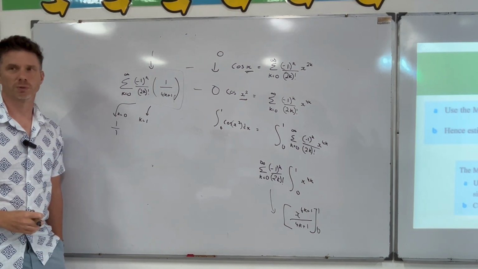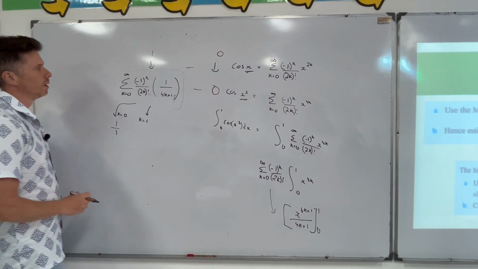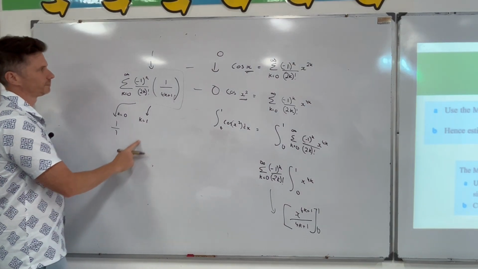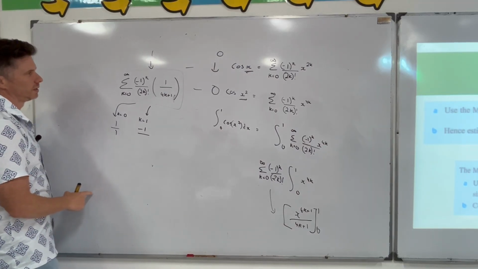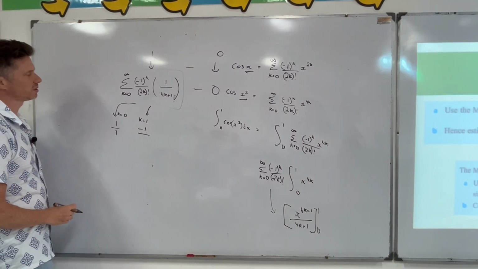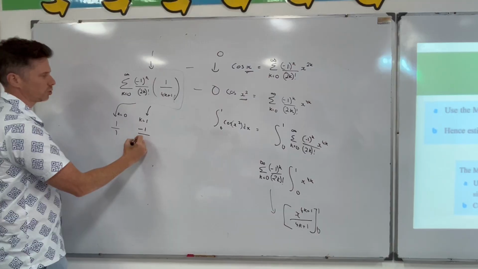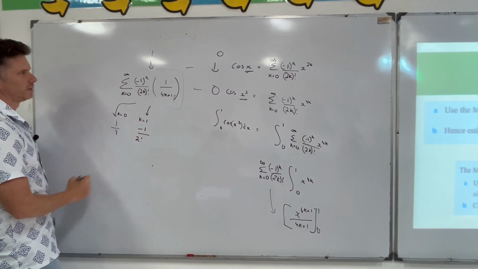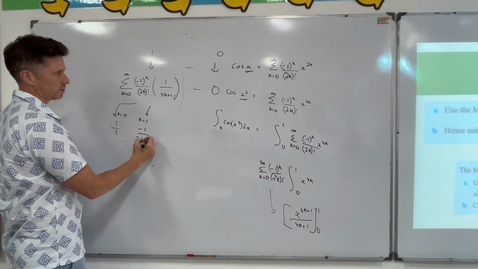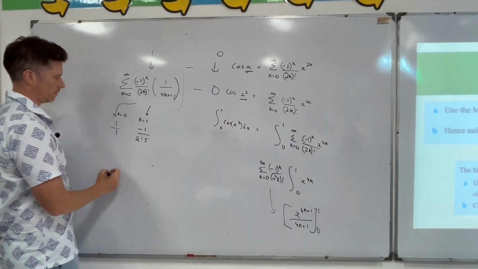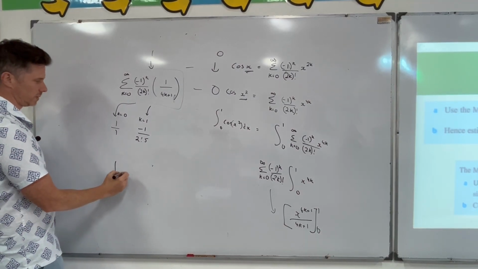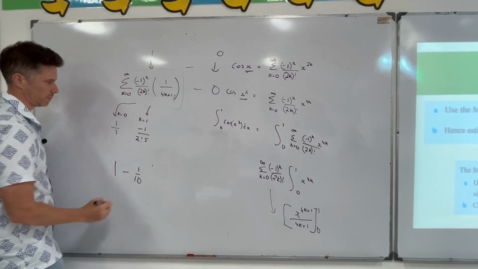4k will go to 0, plus 1 is 1. So multiply by 1. Okay, let's put in 1. Minus 1 in the numerator. This is going to be 2 factorial times 5. Okay. All right, so our first term is 1. Our next term is minus 1 over 10. Are we happy with that?